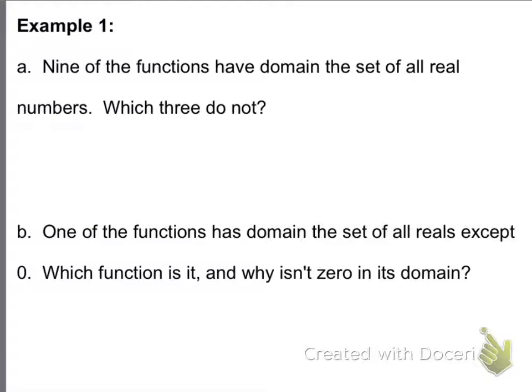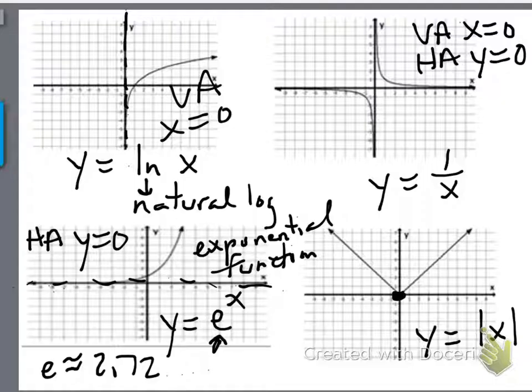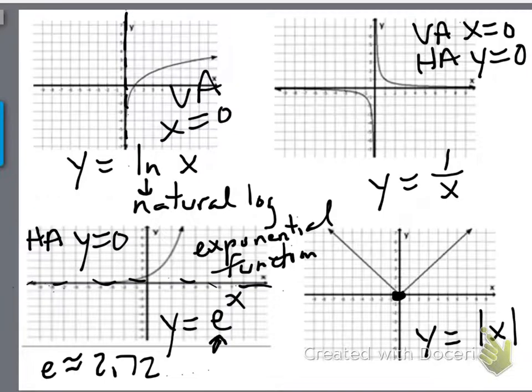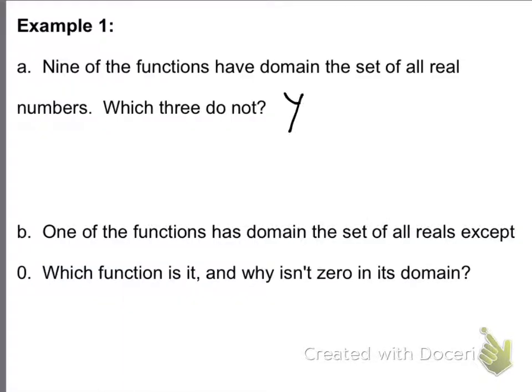It says 9 of the functions have a domain of the set of all real numbers. Which 3 do not? Okay, y equals x is good. Y equals x squared is all real numbers. Now, y equals ln x. The domain is not all real numbers. The domain is actually all the x's greater than 0. So y equals ln x is one of them.